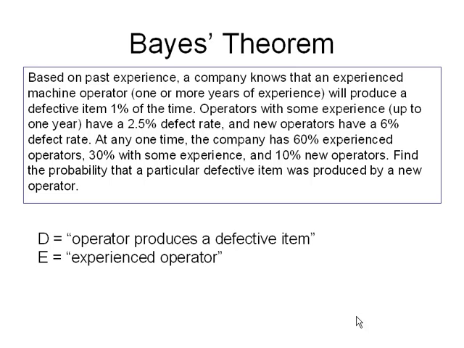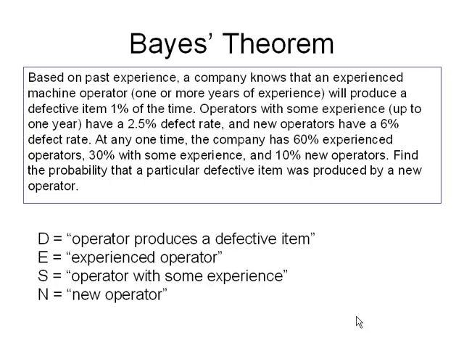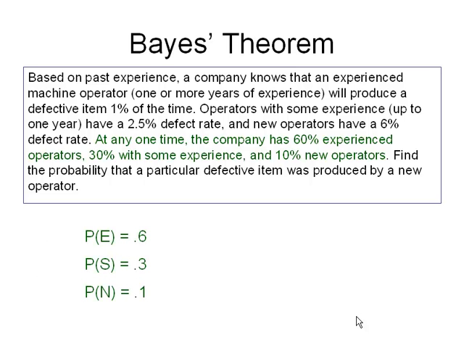Let's let E be the event, an experienced operator. Let's let S be an operator with some experience. And let's let N be a new operator. With those 4 events in mind, now let's look at those percentages and convert those into probabilities. So first of all, we know that P of E, or the probability of getting an experienced operator, is 0.6. We know P of S, the probability of getting an operator with some experience, is 0.3, and P of N, the probability of a new operator, is 0.1.